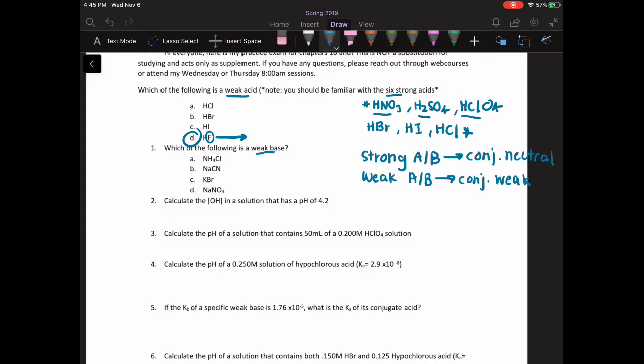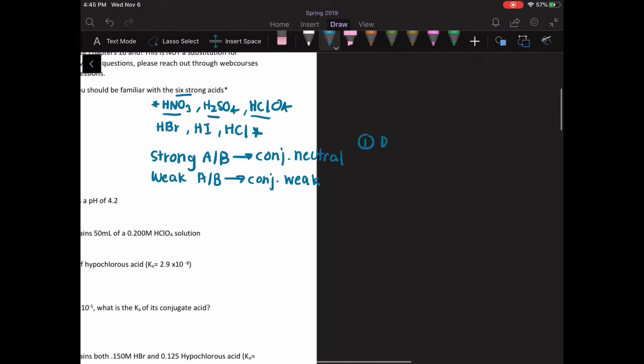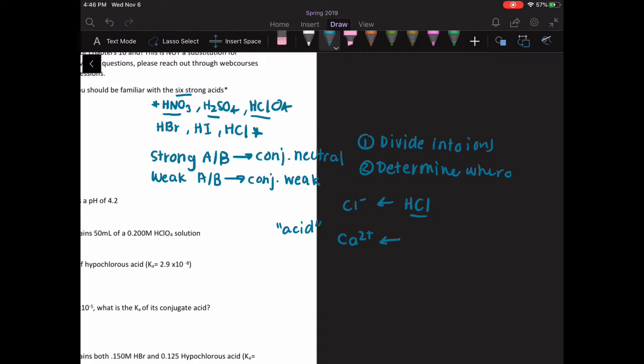So, for example, this problem wants us to look at which of the following is a weak base. So what you want to do is 1, divide into ions, and then 2, determine where it came from. For example, if I have a chloride anion, I know that had to come from HCl. Typically, if it's an anion, it's going to be the conjugate base of some acid. And if it's a cation, like Ca2 positive, it's going to be the conjugate of a base. So Ca2 positive comes from calcium hydroxide.